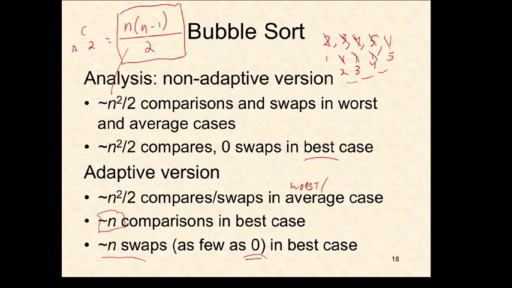So when we get to the best case or almost the best case, we'll have about O of n comparisons and O of n, or possibly down to 0 swaps when the data is already sorted. So the adaptive version of bubble sort is really useful when the data is already sorted or it's really close to sorted. What does close to sorted mean? We're going to come back to that topic a little bit later. So when the data is sorted or almost sorted, bubble sort can do really well.